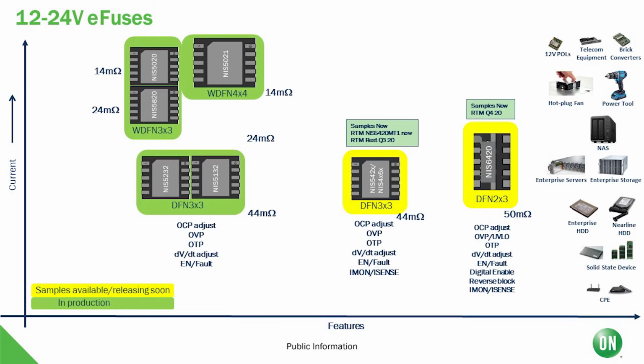Looking at our 12 to 24 volt devices, same chart, x-axis is complexity, y-axis is current. Our legacy products reside in the lower current, standard feature set, and we are continually adding more and more eFuses with diverse feature sets and higher current handling. Looking at this chart, we're seeing the NIS 5232 and 5132, which are the legacy devices. And then recently this year, we released the NIS 5020 and NIS 5021, which are footprint compatible, pin-to-pin compatible, and are higher current handling. Soon to come out are the NIS 5420, NIS 4461, and NIS 6420.